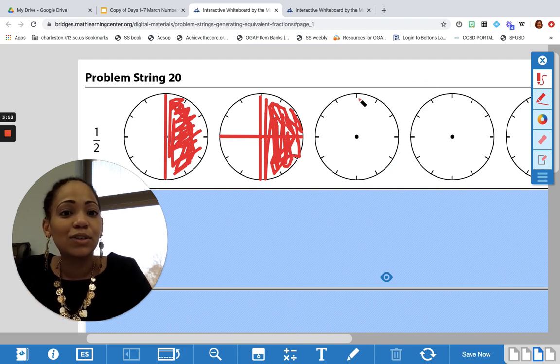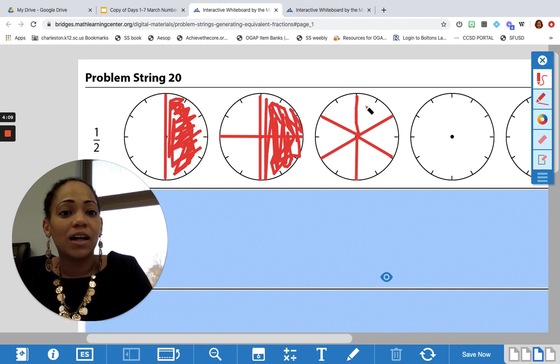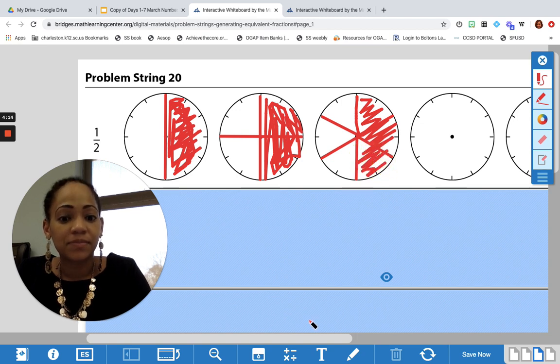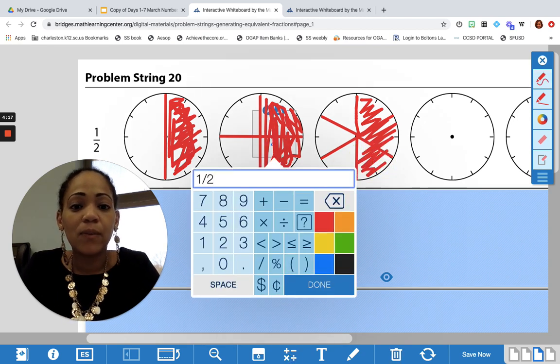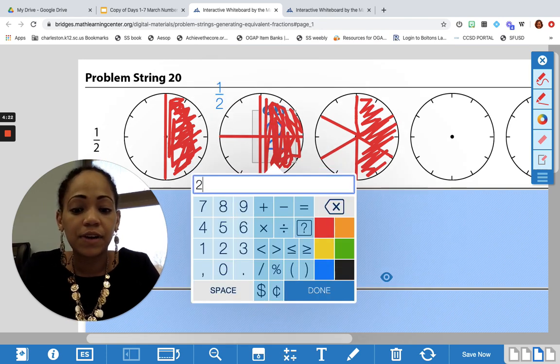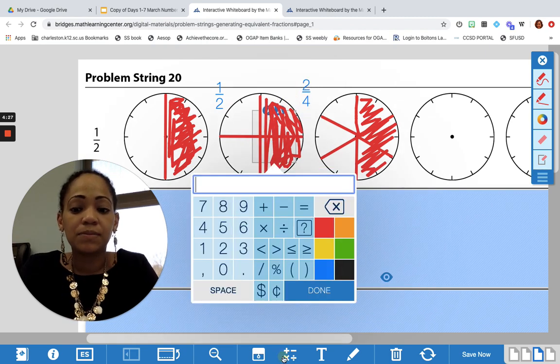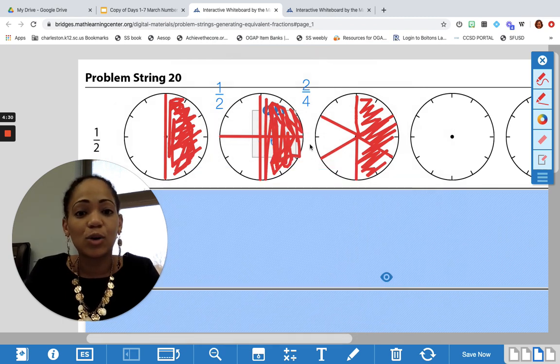Yeah, I could do 6, and so let me get my straight line. That'll look so much better. I'm going to start off with thirds, because we know 1/6 is half of a third. So here's my thirds. And so I could color in half of this, which is how many 6ths? Awesome. So we got 1/2 as a fraction. We have 2/4 as a fraction. We have 3/6 as a fraction. I know we can come up with so many more.